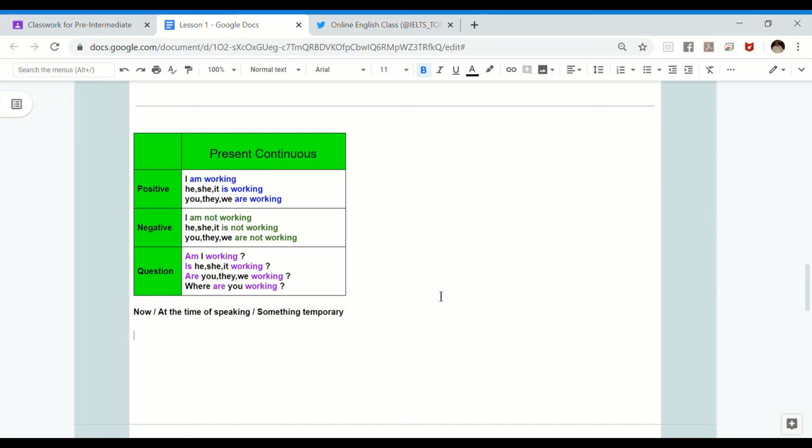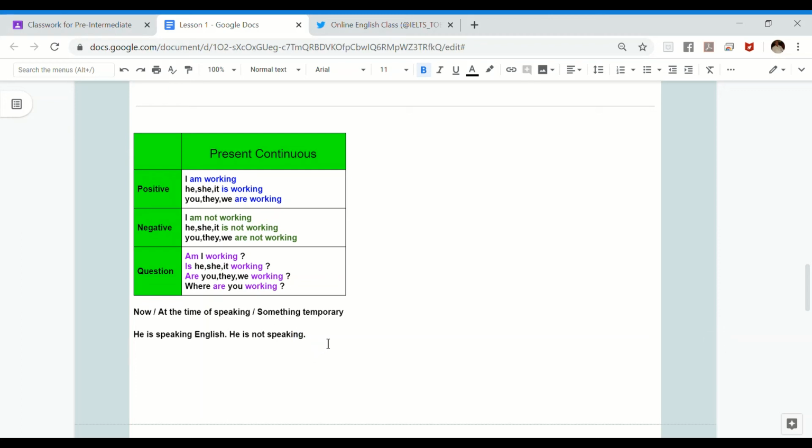So let's do an example. He is speaking English. So at the moment he is speaking English. Let's make it negative first of all. So he is not. Just the same as the grammar for is not. And then speaking, don't forget the ing. He is not speaking English.